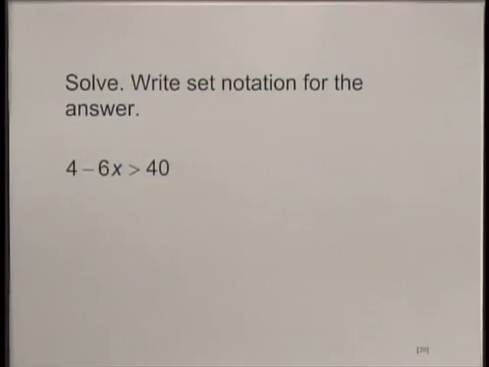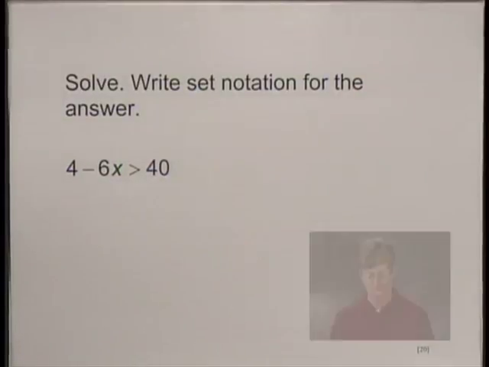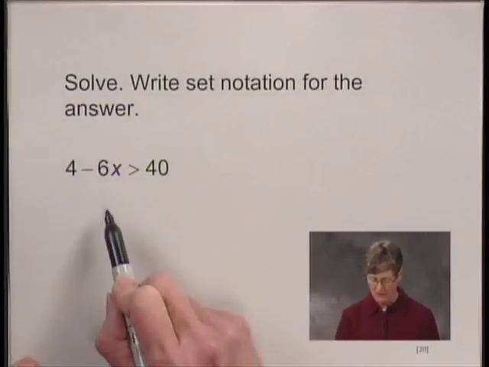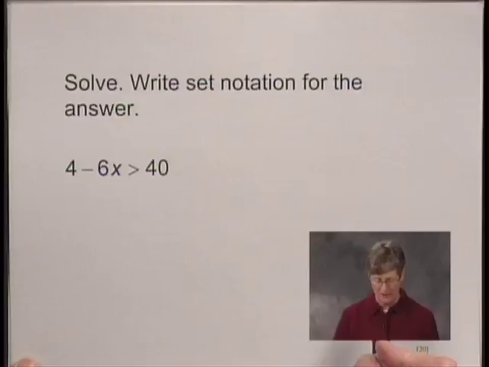In this exercise, we'll solve an inequality and we'll write set notation for the answer. And the inequality that we're solving is 4 minus 6x is greater than 40. Now, for the first thing to do, let's get the x term alone on the left-hand side of this inequality.